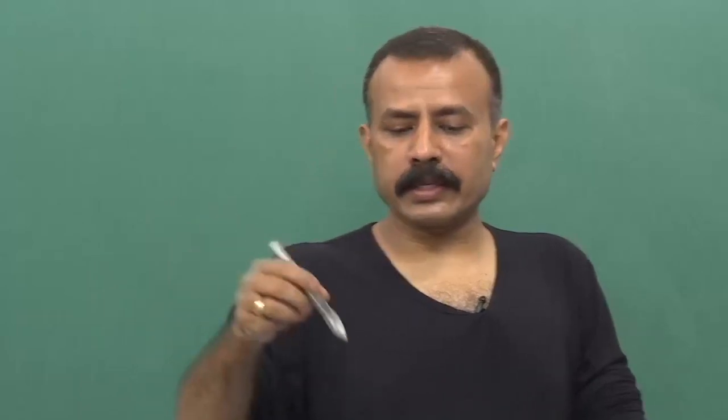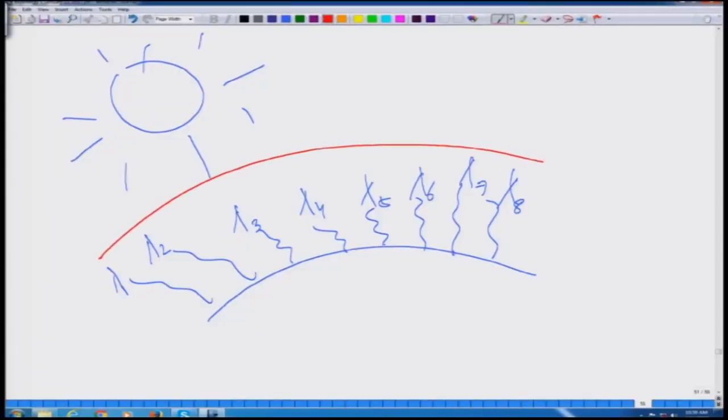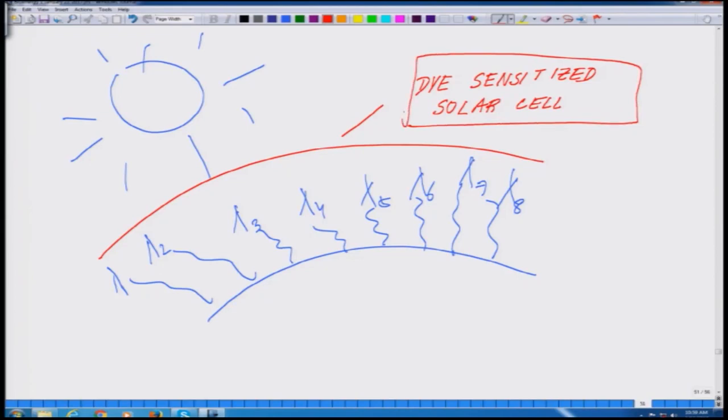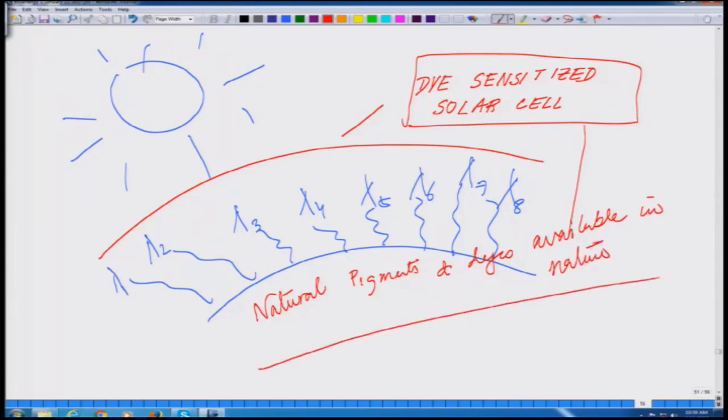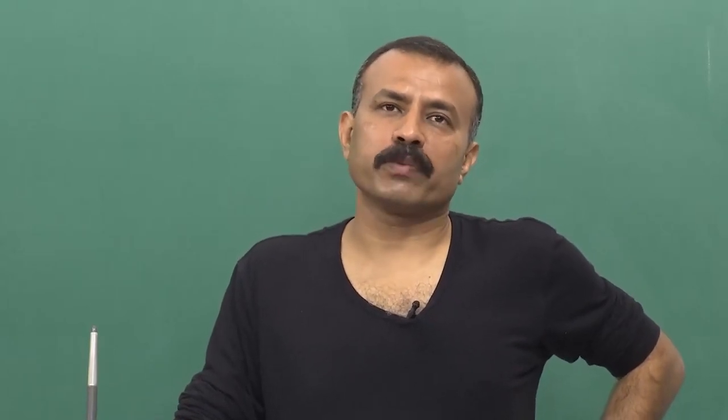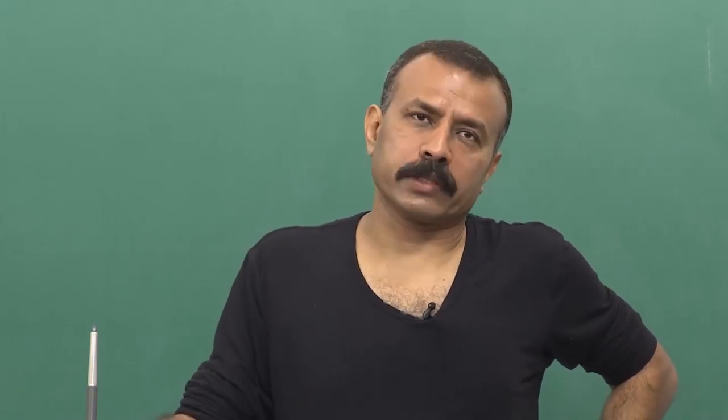But this particular aspect is an inspiration for one of the advanced topics we will be dealing with, called dye sensitized solar cells. We will talk about this later, but at this stage just remember there is a wide array of such pigments available in nature. These are the different natural pigments and dyes available in nature, which otherwise have a role to support the living systems, but those could be an inspiration to develop another series of solar cells. Okay, we will come to this later.